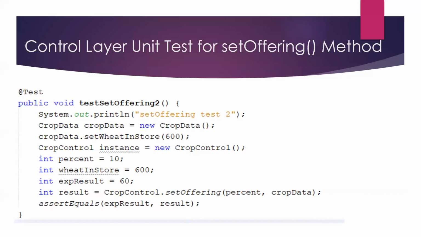With these values and the ones that we have set above in the set wheat in store, we're able to do a proper calculation and expect a result of 60, so we can determine whether or not it's functioning properly. And then ultimately it will display this result, as well as use this result back in the crop control set offering with the percent and crop data.